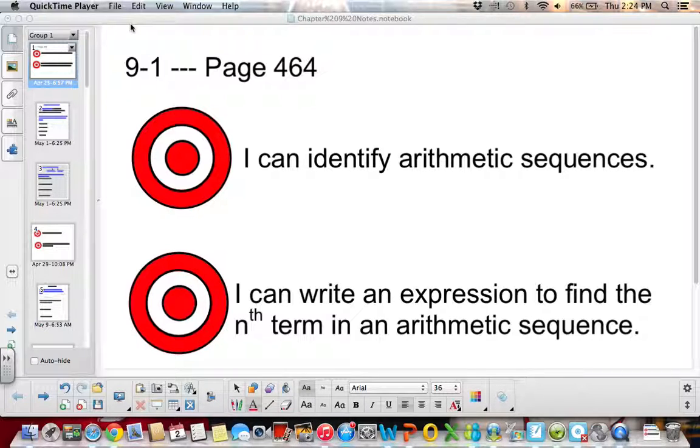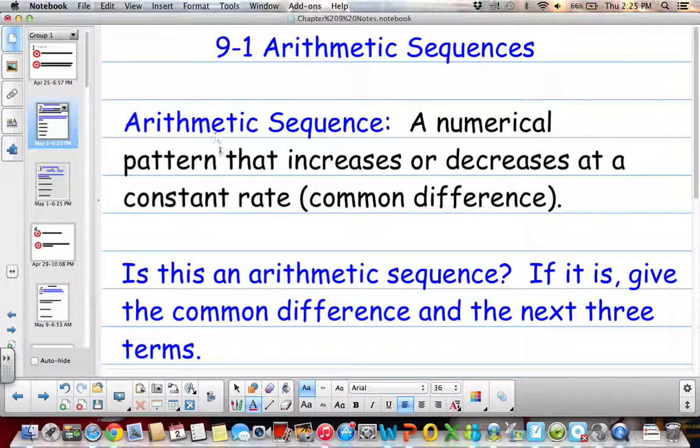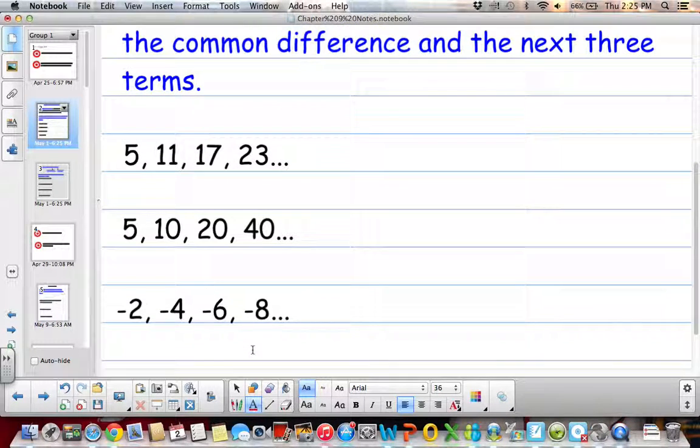It's on sequences, and our learning targets are identifying arithmetic sequences and writing an expression to find the nth term in an arithmetic sequence. So an arithmetic sequence is a numerical pattern that increases or decreases at a constant rate, or a common difference. So it's going up or going down by the same number every time. So let's look at some sequences. We have 5, 11, 17, 23.